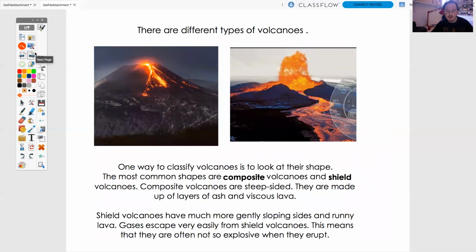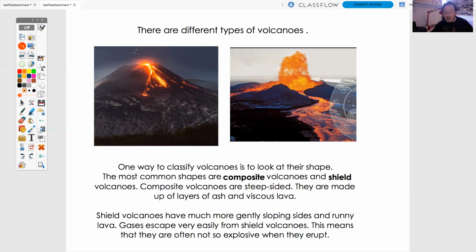There are different types of volcanoes, all right? And we classify volcanoes by their shape. So the most common shapes are composite volcanoes and something we call shield volcanoes. Not shield volcanoes, not named after me, shield with a D on the end. Composite volcanoes, which are the ones you can see on the left here, are steep-sided, look a bit more like mountainous shapes, and they're made up of layers and layers of ash and viscous lava that have shot out, cooled down, and made them steeper and steeper over time.